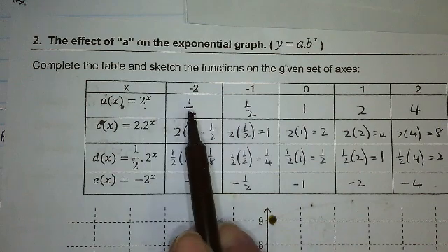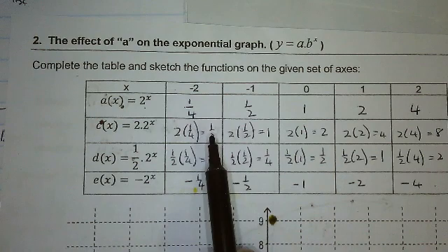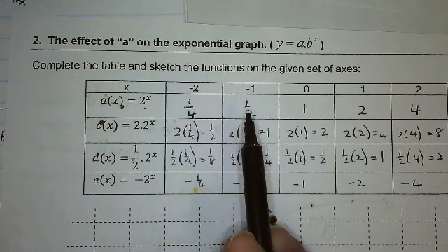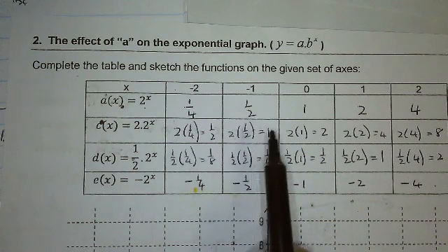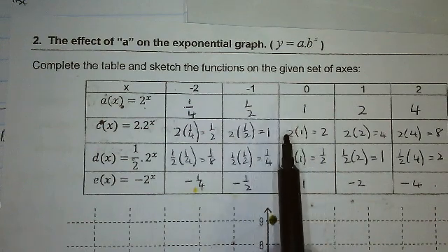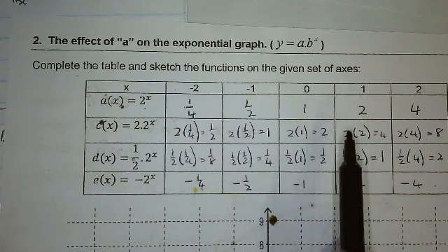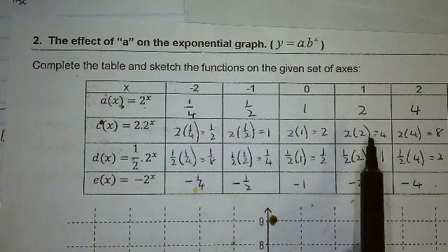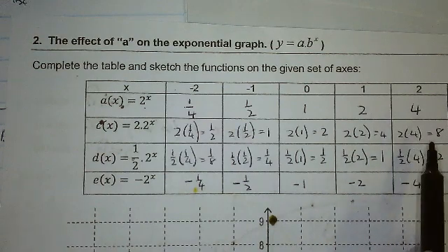So I take that answer, a quarter, and I times it by 2, and I'm getting a half. I take my previous answer, times it by 2, get a half. Take the 1, times by 2, giving you 2. Take the 2, times by the 2, it's giving me 4. And then you take the 4, and you times it by 2, it's giving you 8.